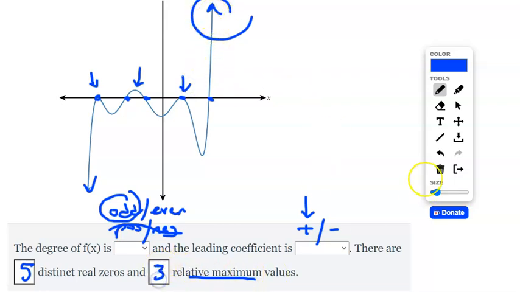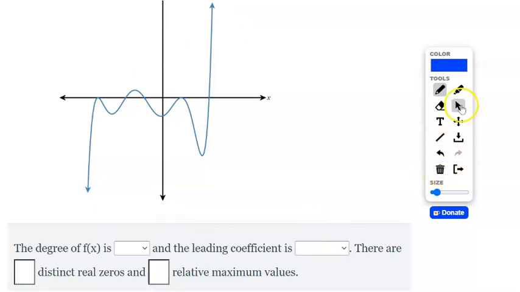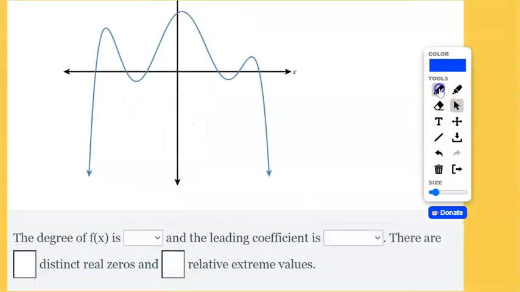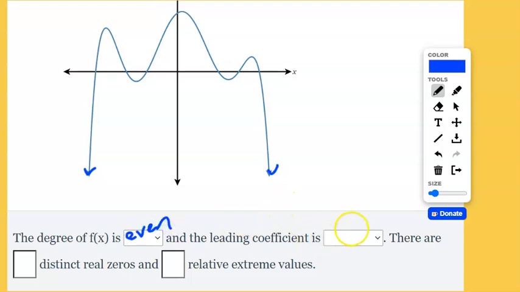So there are 3 relative maximums. Don't panic, we'll do another one just like it. The degree is odd or even. Well, this time they're both going down, so it's even. The leading coefficient is positive or negative. Well, remember, you read the right side, and it's going down, so it is negative.